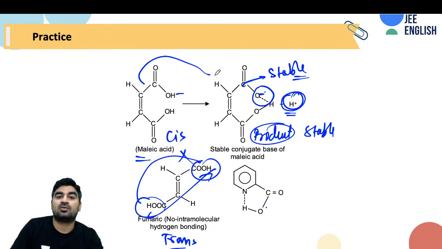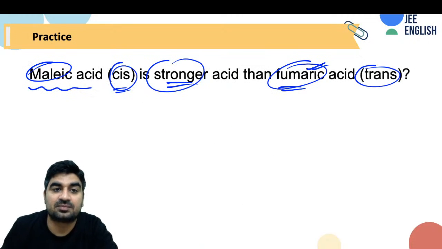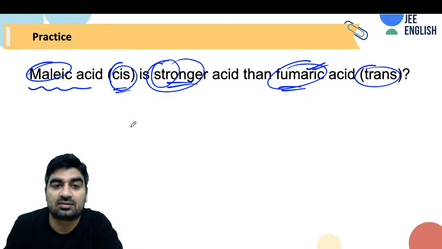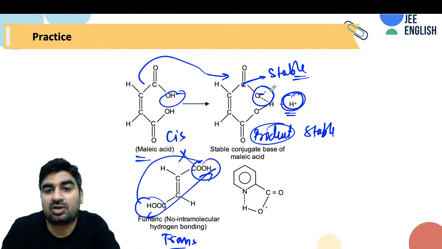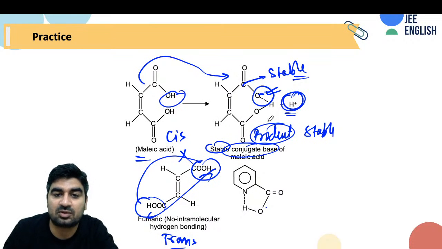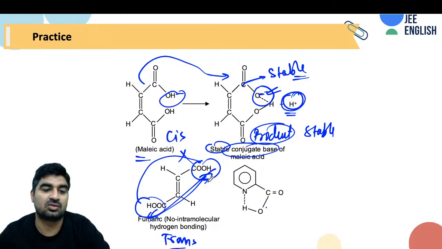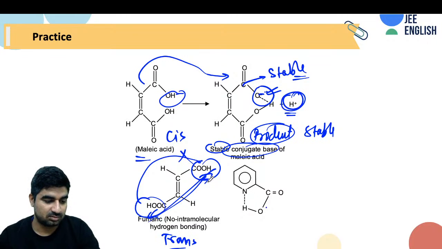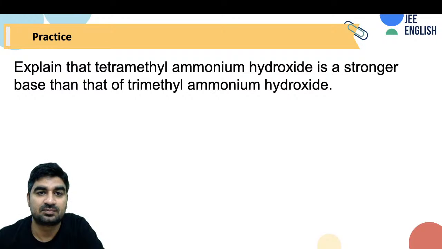So what I'm asking you is, again read the question. Malic acid is stronger. Why is it stronger? You know the reason: because of intramolecular hydrogen bonding. The conjugate base formed is stable due to intramolecular hydrogen bonding, but no intramolecular hydrogen bonding is possible in this case. So I will say that malic acid is more acidic, so more and more H plus will be removed.